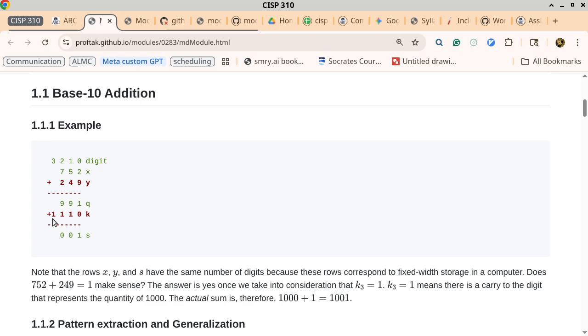So K is carry, but I cannot use C because I'm reserving the symbol C for something else. I cannot even remember why I chose Q. X and Y are just the numbers being added. S is sum. They are all defined in the notes. So are we good so far?